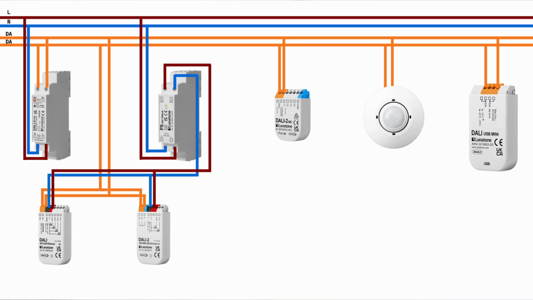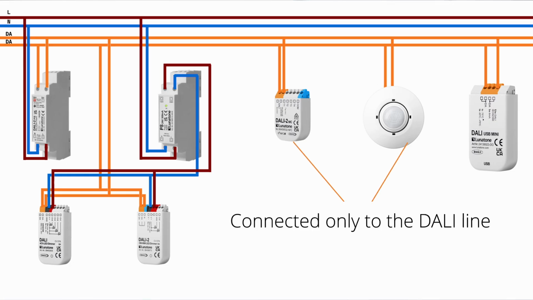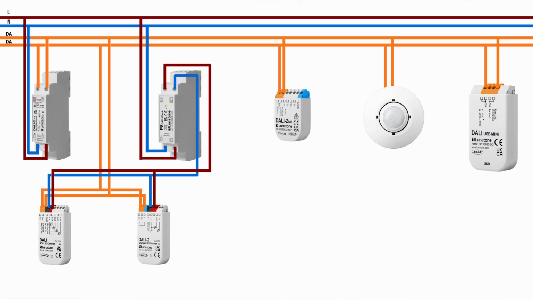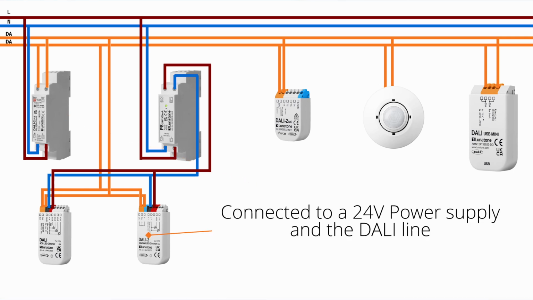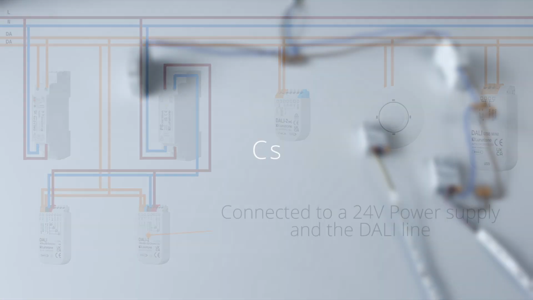Here is a schematic of how all the devices are connected. Notably, the CS and MC devices connect only to the DALI line. Their connection is polarity-free. The DALI power supply is connected to the mains and DALI line. Depending on the dimmers used, the dimmers are connected to a 24-volt power supply and the DALI line.